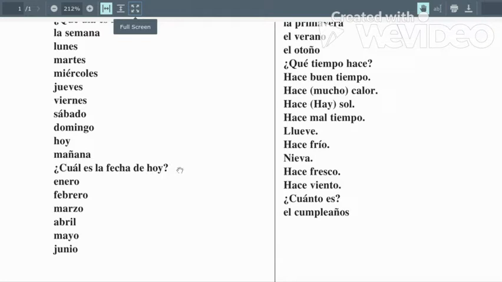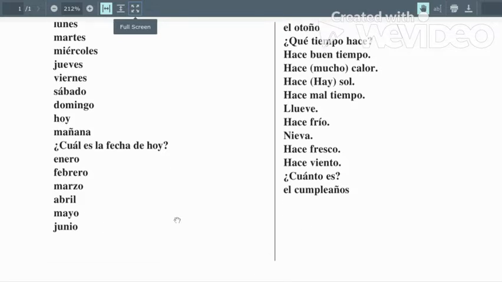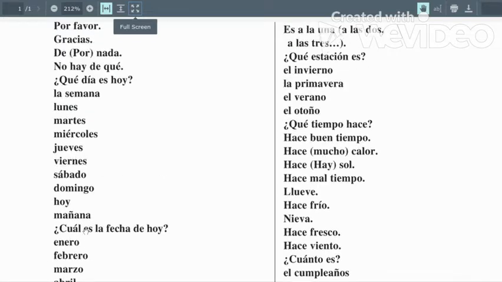¿Cuál es la fecha de hoy? What is the date? So fecha is the date. You guys see that in your paper sometimes. ¿Cuál es la fecha de hoy? What is today's date? Enero is January, so now we're getting into the months. Febrero, February. Marzo, my favorite month because it's my birthday month, March. Abril, April. Mayo, May. So it's not mayo, it's mayo. Okay. Junio, June. Now the J makes an H sound, so junio, June.